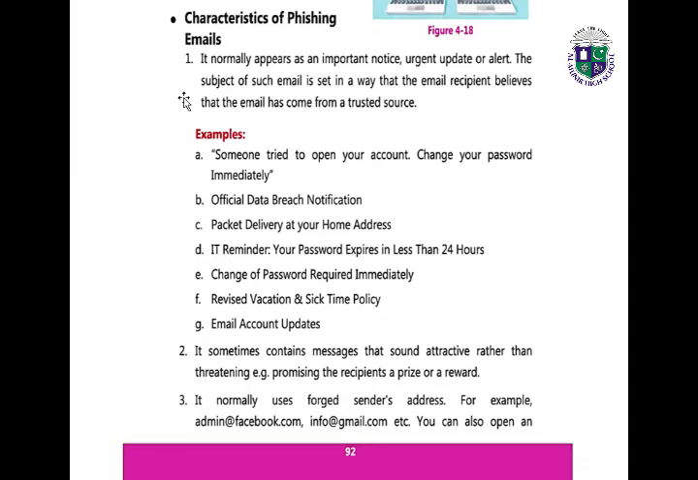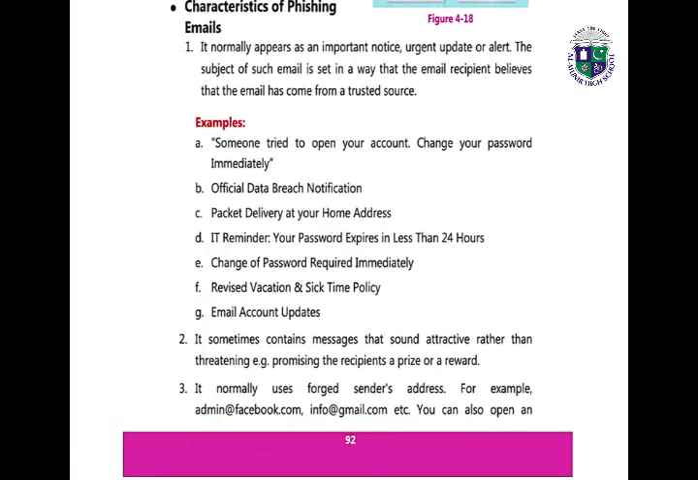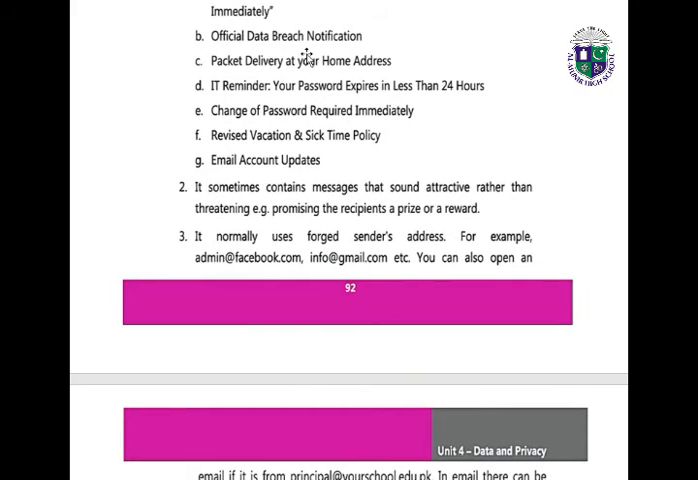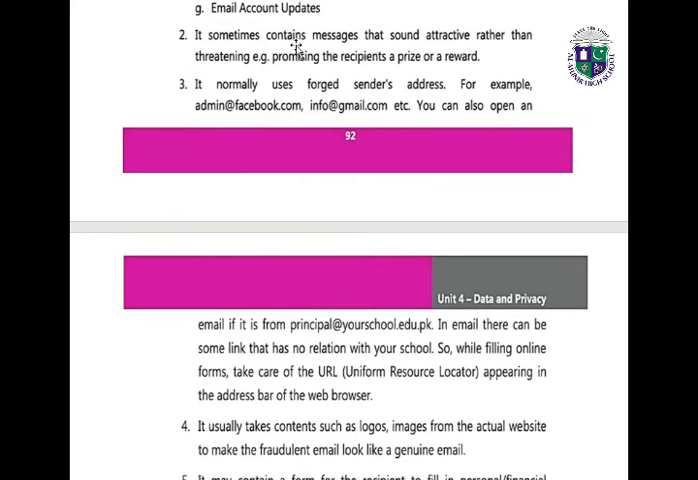It normally appears as an important notice, urgent update or alert. The subject of such an email is set in a way that the recipient believes the email has come from a trusted source. Examples are: someone tried to open your account, official data breach notification, packet delivery at your home address, IT reminder, change of password required, revised vacation and sick time policy, and email account updates. It sometimes contains a message that sounds attractive rather than threatening.